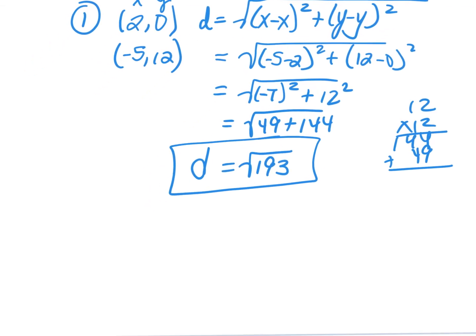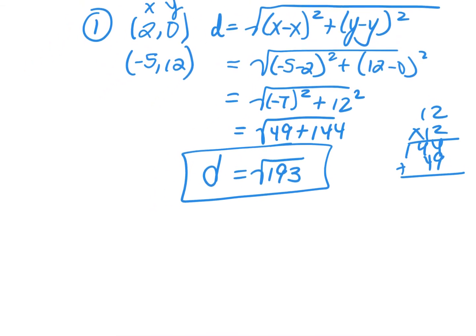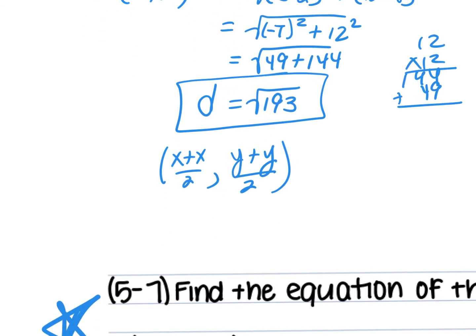Secondly, to find our midpoint, we're going to take those same 2 points. And I'm going to take my x values, add them together, divide by 2. And I'm going to take my y values and add them together, divide by 2. So my x's were negative 5 and 2, so negative 5 plus 2, comma, 12 plus 0 divided by 2.